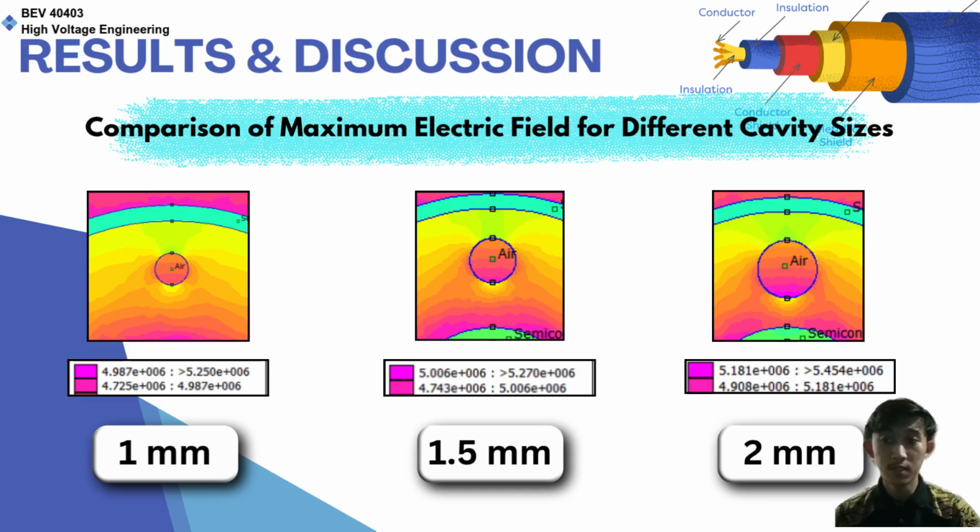For conclusion, we can also see the pink color area, which represents the highest stress zone, becomes larger. This proves that the bigger air cavity creates worse electrical stress and is more dangerous for the cable insulation.